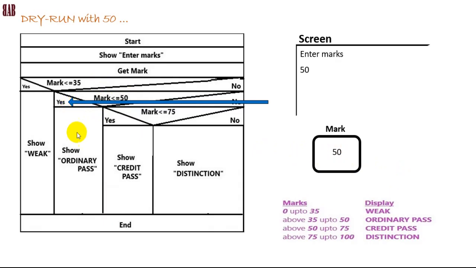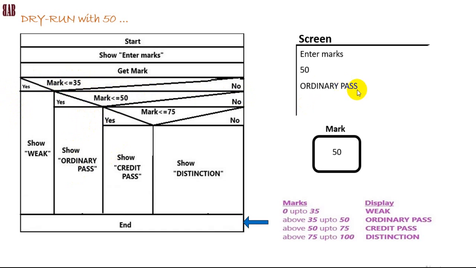And on the yes side, the instruction says show ordinary pass. So it will put that on the screen. And after that, there is nothing more to do. It's the next line, which happens to be the end. So as you can see, when you put 50, it's not saying weak. It didn't go through this. Instead, it checked this, and accordingly, it has come to this point and put ordinary pass.